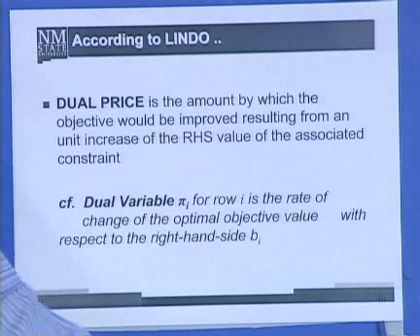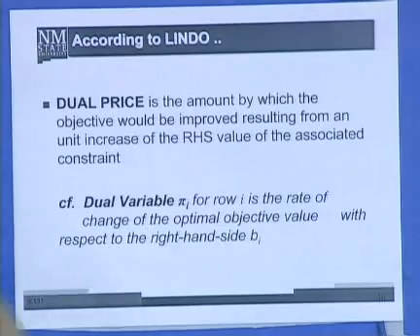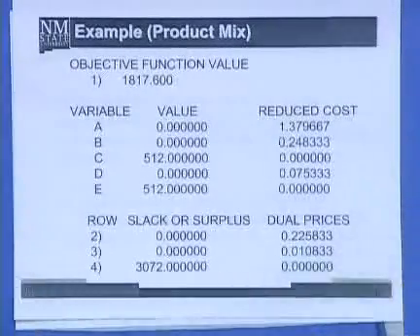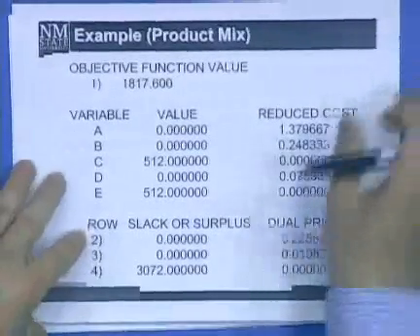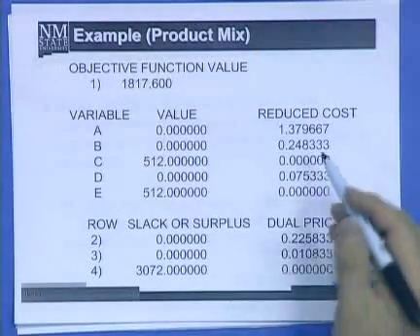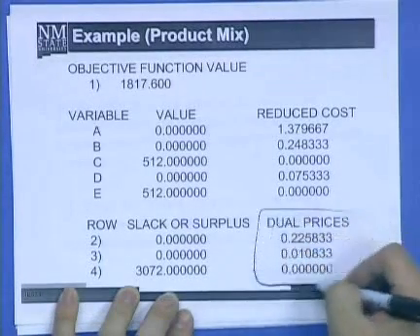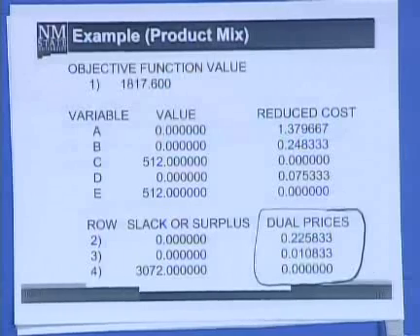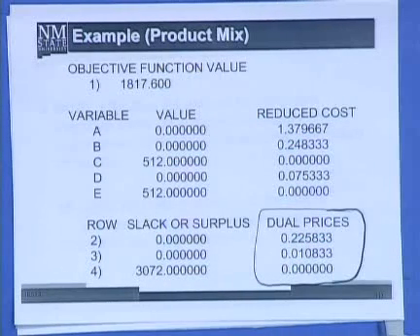Okay, so in our product mix example, the optimal solution reported by Lindo includes these dual prices. Okay? By the way, is this a degenerate solution? No. Then how do you know?